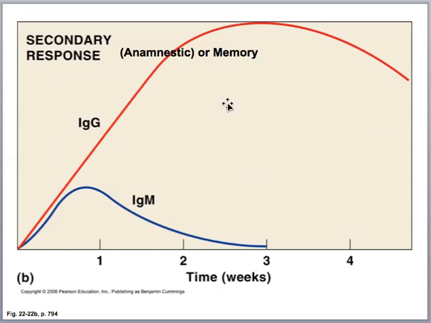Then let's say down the road, months, years, we are exposed to that same antigen. What happens is, of course, IgM is going to be produced, but because we have memory cells, the anamnestic or memory response is going to cause these memory B cells to produce lots of antibodies. They're going to quickly differentiate into plasma cells and produce tons of antibodies so that you have an immune response very, very quickly, and that's what helps you fight that infection off much more quickly.